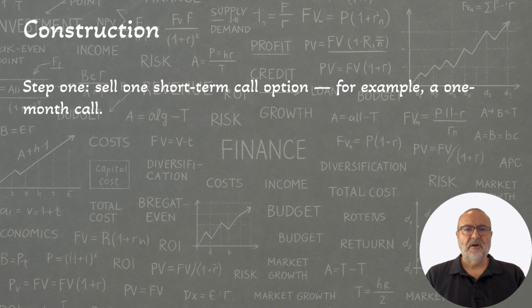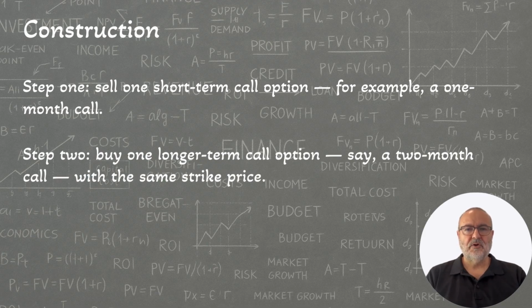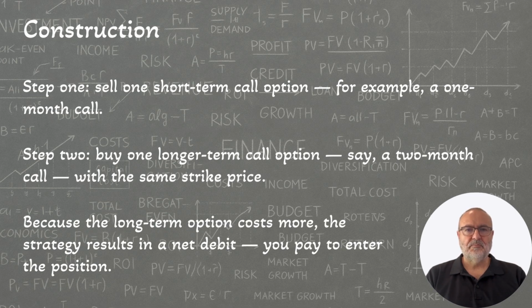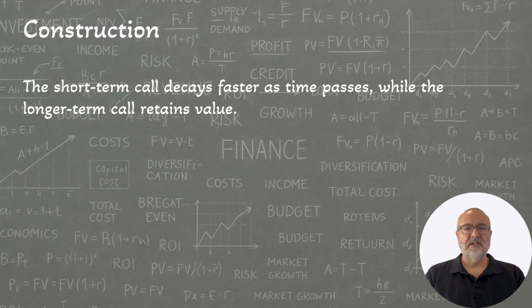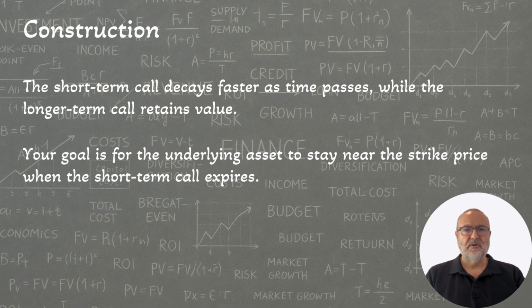Step 1. Sell one short-term call option, for example, a 1-month call. Step 2. Buy one longer-term call option, say a 2-month call, with the same strike price. Because the long-term option costs more, the strategy results in a net debit. You pay to enter the position. The short-term call decays faster as time passes, while the longer-term call retains value. Your goal is for the underlying asset to stay near the strike price when the short-term call expires.